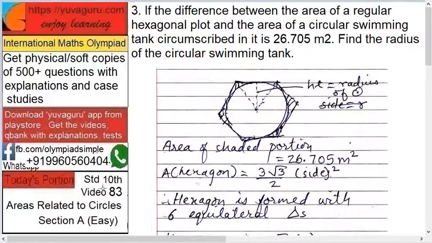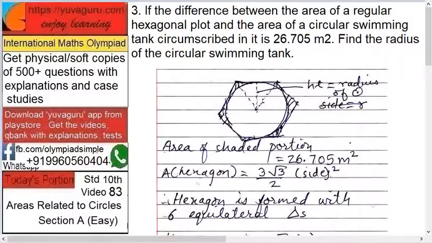Standard 10th, video number 83, areas related to circles, section A, easy. Let's start. The problem is: if the difference between the area of the regular hexagonal plot and the area of the circular swimming tank circumscribed in it is 26.705 square meters, find the radius of the circular swimming tank.